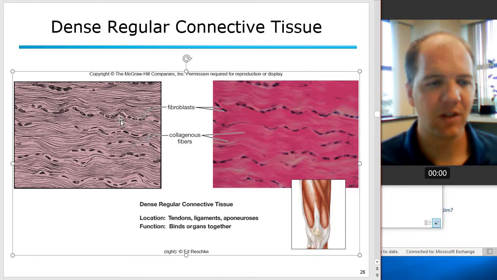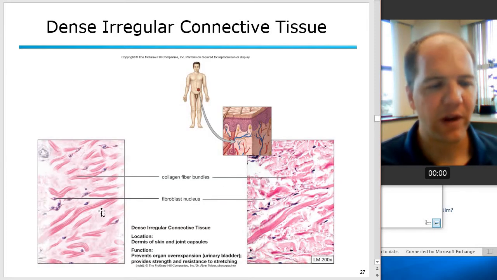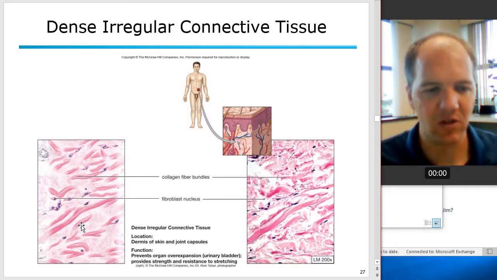So here's some examples. Here's some dense regular connective tissue. Notice how it looks like it's patterned. It's very thick. There's not as much open space as we saw in the loose connective tissue. Here are all the nuclei kind of packed in there, the fibroblasts, and they're producing these fibers that form the tendons or the ligaments or whatever it might be. Here's the dense irregular, so still densely packed, but it's not situated in the same fashion as the regular connective tissue.